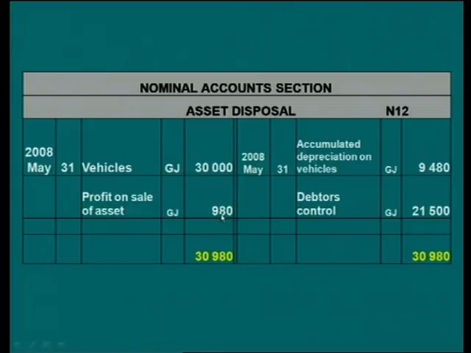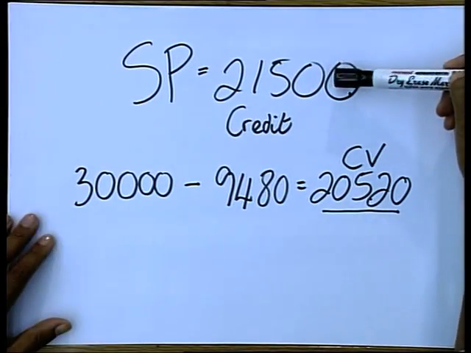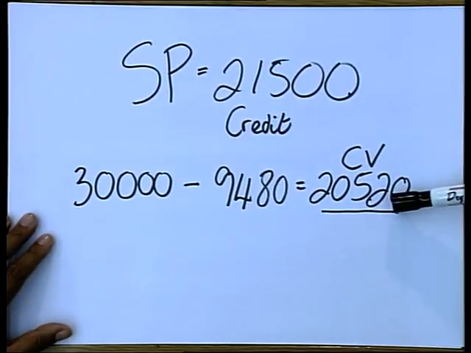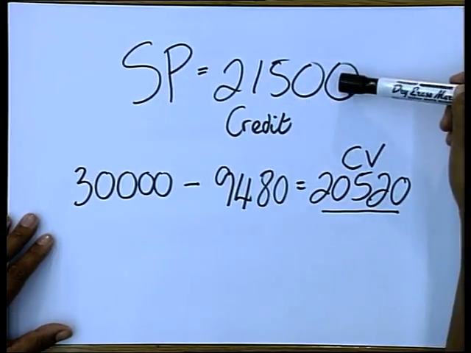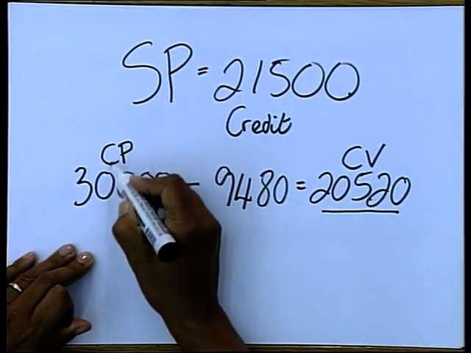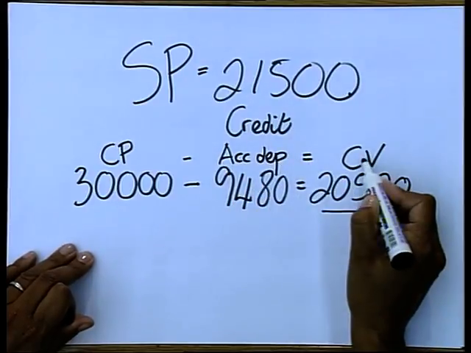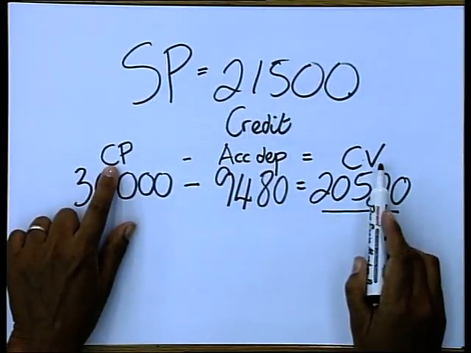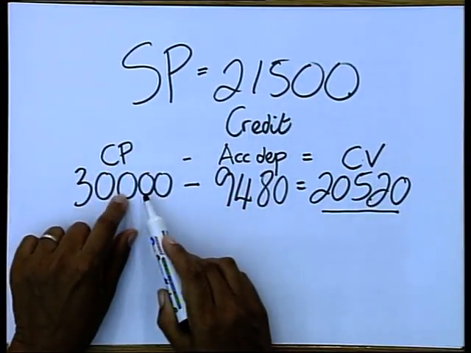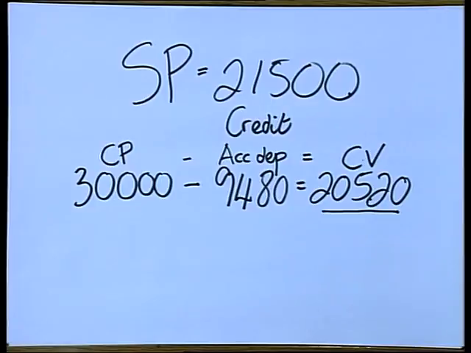What we then did was we added the bigger side and simply subtracted the smaller side to get our profit. And remember I said to you, we can see that it is a profit because we sold the asset for more than its carrying value. It's important to know the word carrying value. We sold the asset for more than that, so we must have made a profit. And remember, cost price minus accumulated depreciation equals carrying value. That's also a very, very important formula to know. Cost price, which is 30,000, minus accumulated depreciation equals my carrying value.